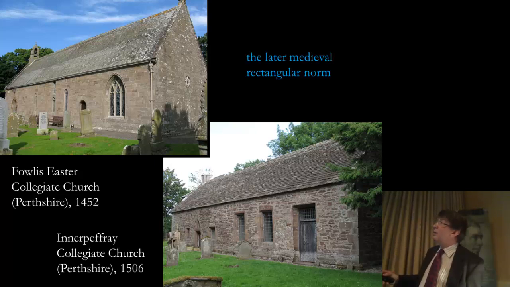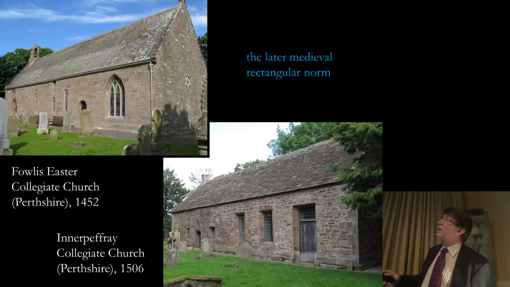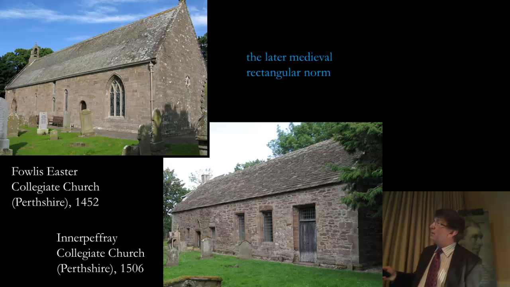And the lower window lit the area in front of the screen where there would have been one or more altars, and the upper window lit the area of the rood loft, which at Fowlis Easter, as I'll show you in a second, was particularly important. Then in the nave, you only have this one window on this side here, although you do have a large west window, which you can't see.